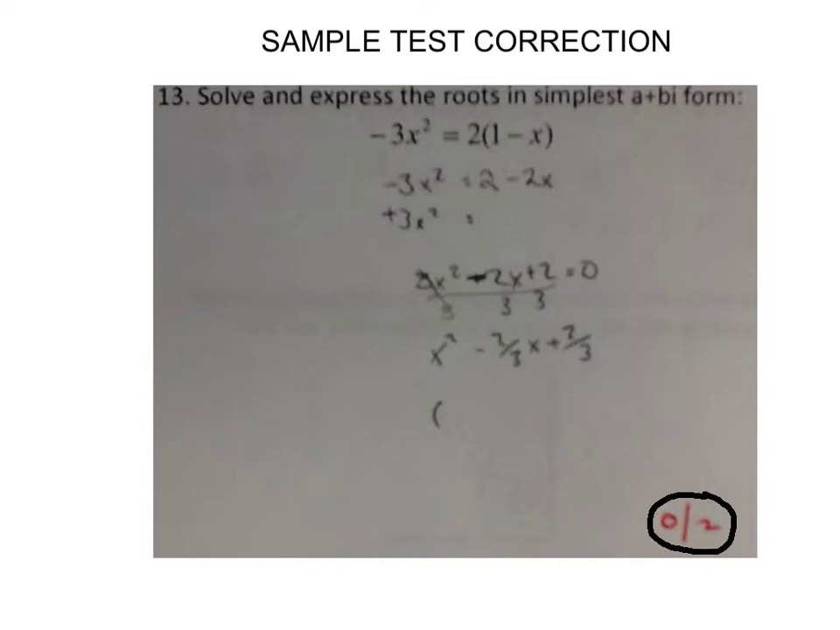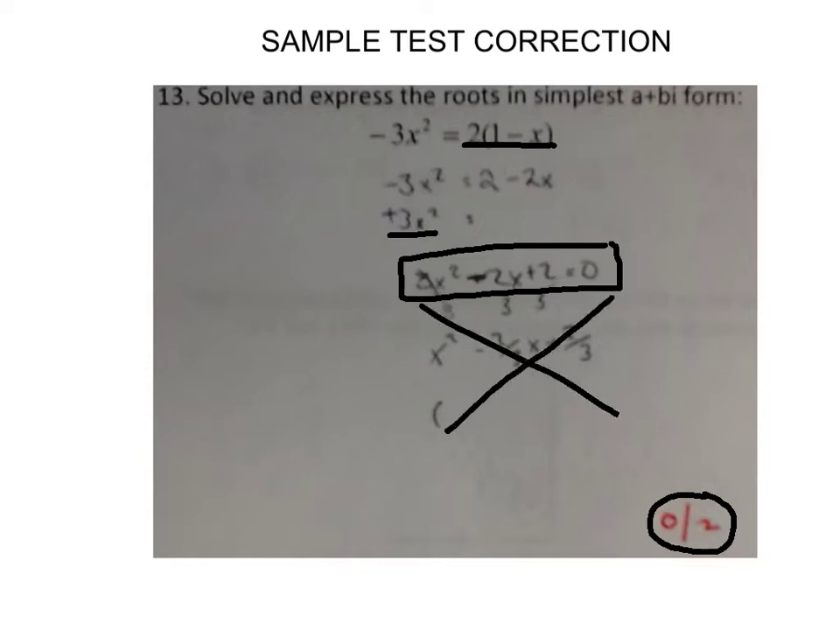For instance, the student did a great job of distributing the 2 through the quantity. And the student also did a good job of adding that 3x squared over to the other side. And right here, we would say that problem is in standard form. We've got all the terms on one side and they're in the proper order. Now, that's about where the wheels started to go off the tracks.